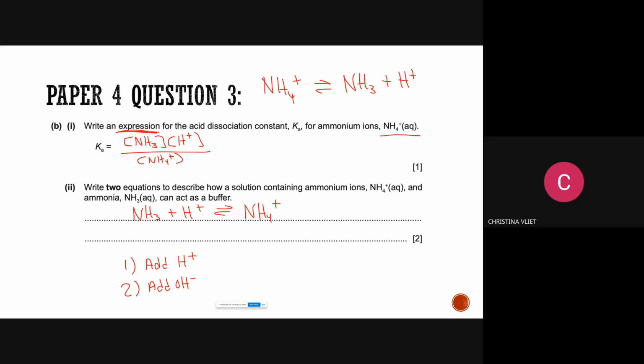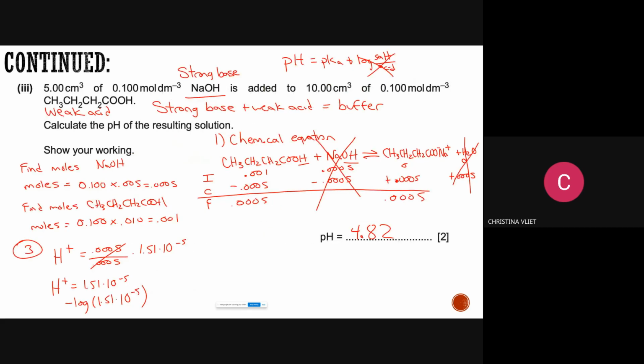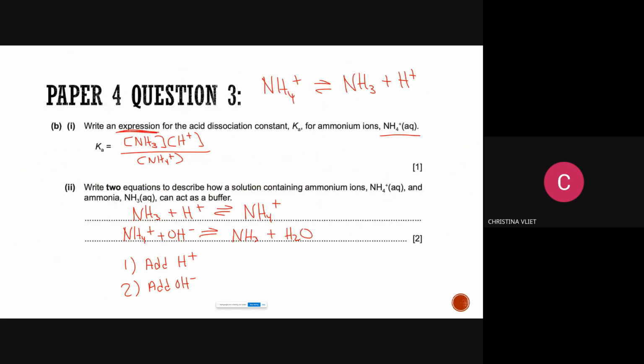Which side do I add OH minus to? So now I write NH4 plus OH minus, and what does that make me? NH3 plus H2O. That's that. Good. Oh, so that was 2 marks. That was 2 marks, just a reminder. That's also 2 marks. Friendly reminder.